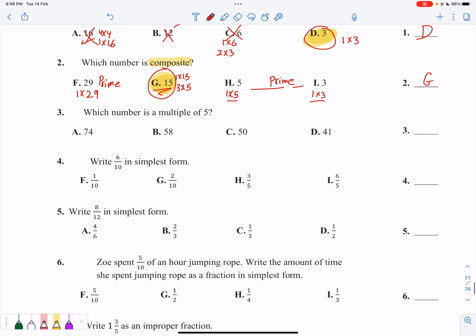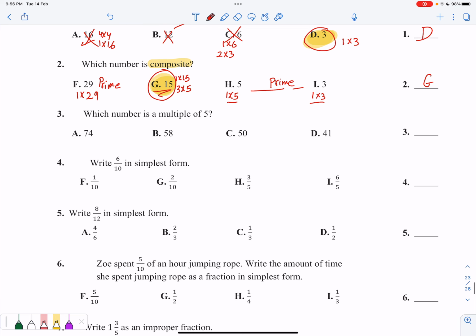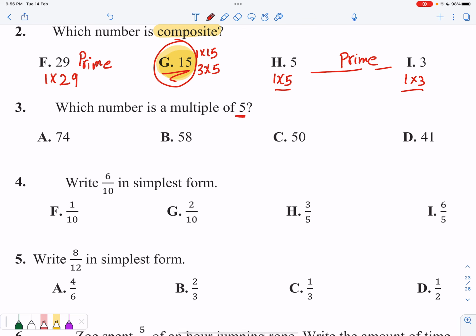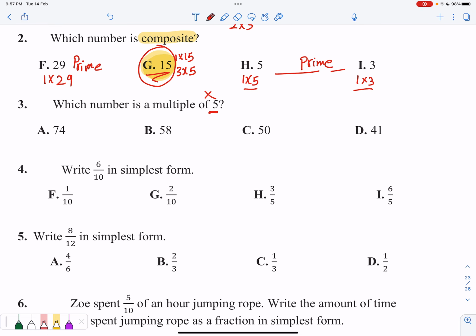Okay, question 3, which number is a multiple of 5? Multiple means that we took the 5 and multiplied it by something. Okay, so we can take the 5 and multiply it by anything, and the answers, we call these multiples of 5. So you will take a look at the options that you have here and think which one of them is a number that you can find in the times table of the number 5.